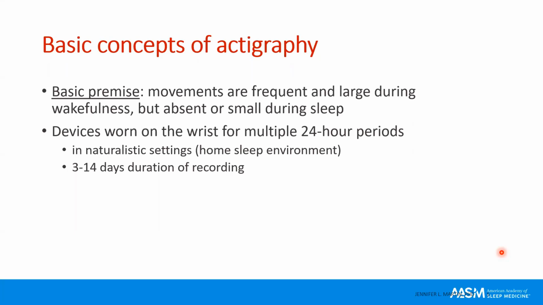So the basic premise of using actigraphy to estimate sleep parameters is that movements are frequent and large when people are awake, but once they fall asleep, movements are smaller or absent. The devices are worn on the wrist for multiple 24-hour periods. The key advantage, and the reason why wrist actigraphy can be a useful tool, is that the person can wear it in the natural sleep environment. So if they sleep at home, you can capture what their sleep actually looks like. This overcomes some of the issues that we see in laboratory testing, where we may not be capturing the person's real life experience.